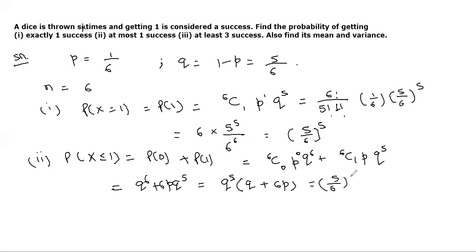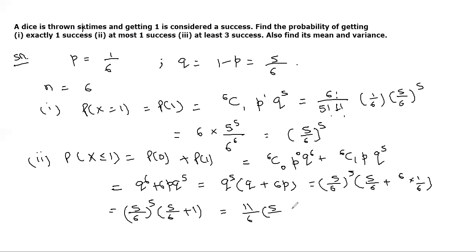So it will become 5 by 6 raised to 5 times 5 by 6 plus 6 into 1 by 6. So finally the answer can be 5 by 6 raised to power 5 into 5 by 6 plus 1, which is 11 by 6. So the answer may be 11 by 6 into 5 by 6 raised to power 5. We can also leave this question here.